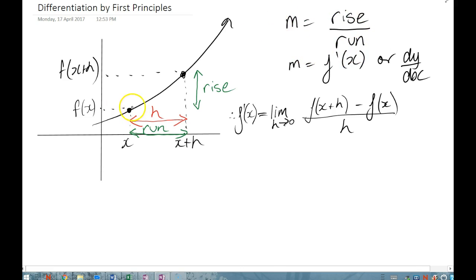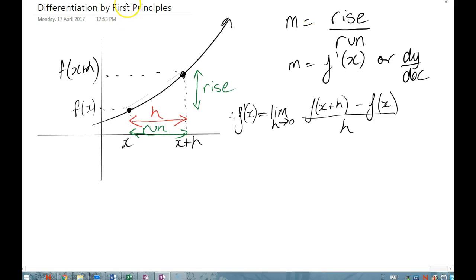But on a curve, if I draw a line between these 2 points like so, then a whole lot of parts of the curve don't match the straight line between my 2 points. So if I find rise over run of the straight line, that's going to give me an approximation of my gradient, but it's not going to be the exact gradient.